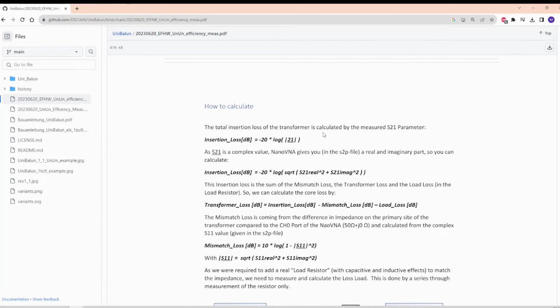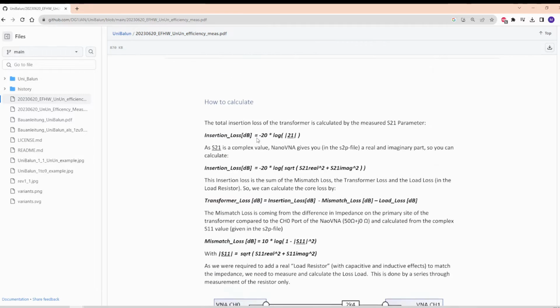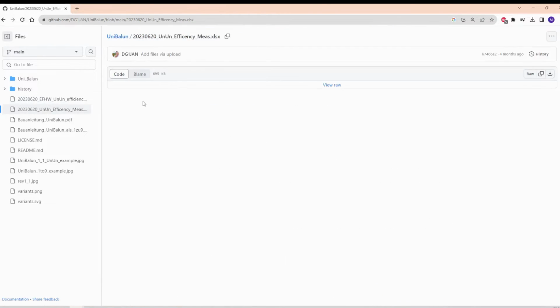But don't get turned off right now. I don't understand that as well. I cannot calculate that. Jan has done us a very huge favor by publishing his Excel sheet, which can do that for us. But let's have a look at the test jig first.